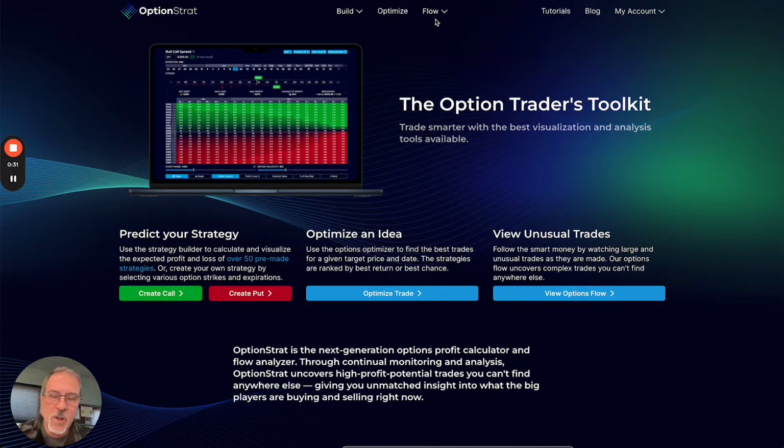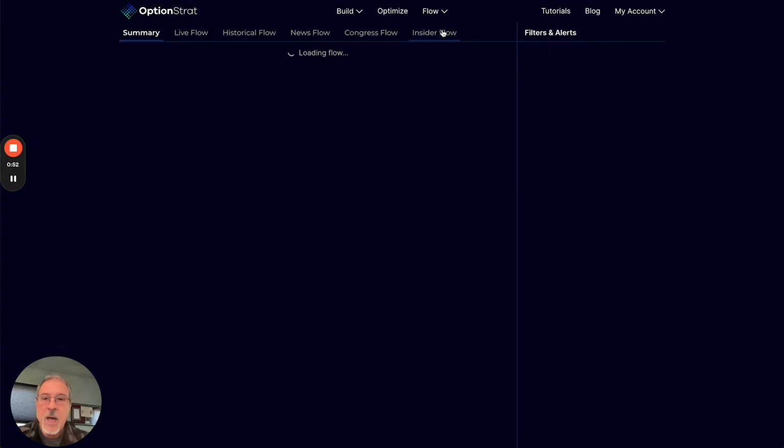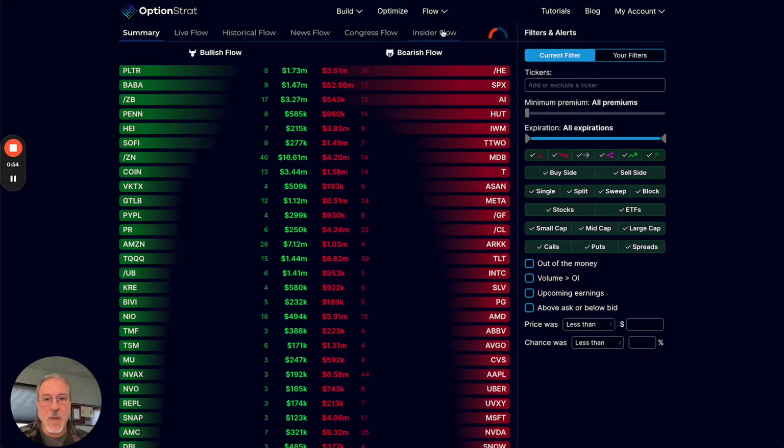Now, this is a pretty cool tool that gives a trader some insight into what all other people might be doing out there. If I look at flow, I can look at a flow summary, I can look at live flow of a specific symbol, I can look at news flow, insider trading, etc. To me, the flow summary is a great place to start. It quickly tells me what trades are going off out there that are giving a bullish sentiment to a specific stock, and what trades are giving a bearish sentiment.